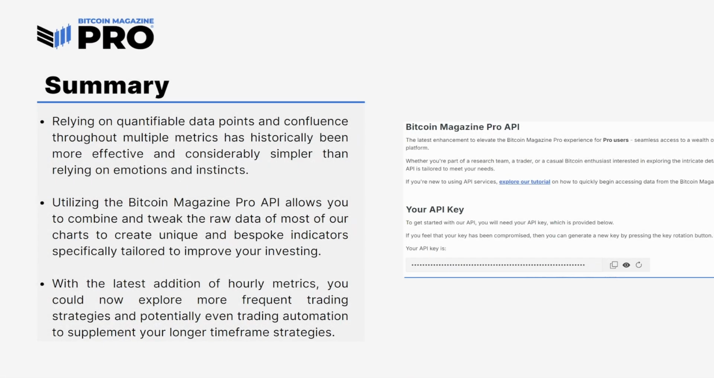So just to summarize, relying on quantifiable data points and confluence throughout multiple metrics has historically been more effective and considerably simpler than relying on emotions and instincts. And now we have access to this raw data, we can actually combine and tweak most of the Bitcoin Magazine Pro charts to create unique and bespoke indicators specifically tailored to improve your investing. Now with the latest edition of hourly metrics, you could even explore more frequent trading strategies and potentially even automation to supplement your longer time frame accumulation or distribution of BTC.